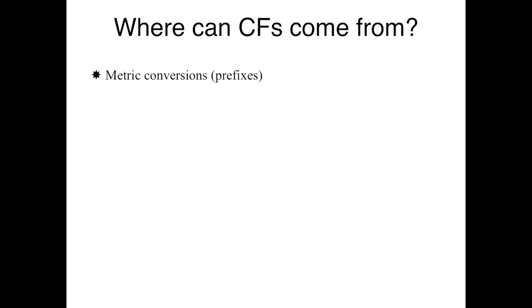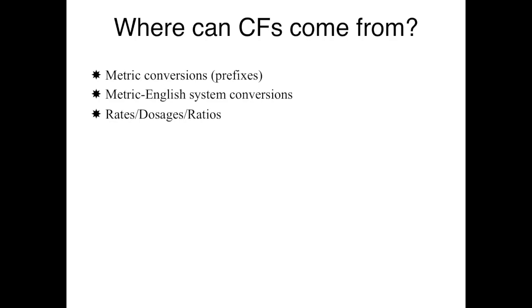For example, going from grams to kilograms, what is the equality between grams and kilograms, and you can write a conversion factor from that. You can also get conversion factors when you want to convert between the units of the metric system versus the English system. You can also get conversion factors from rates, dosages, ratios. And finally, you can get conversion factors from percentages, which is basically a ratio, but it's quite special, so we will leave it out as its own. So we will go through all of these examples one by one to illustrate how you can write conversion factors from equalities.